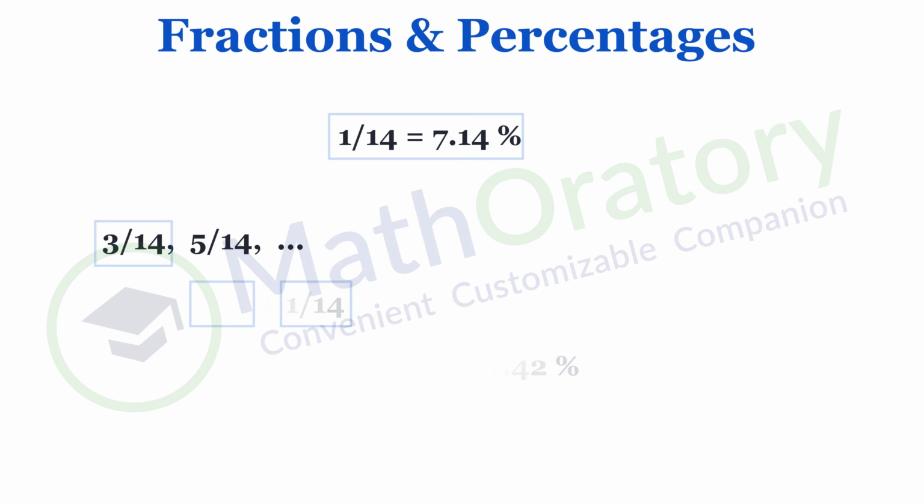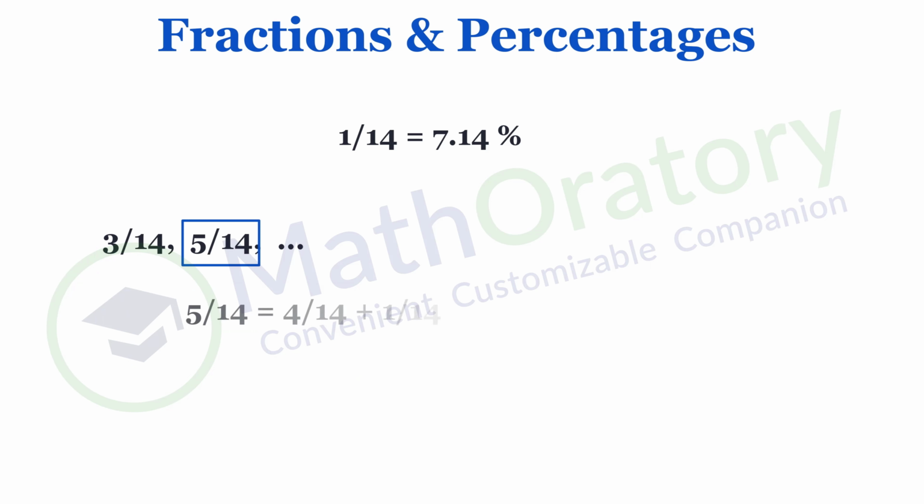So 5 by 14 के लिए क्या करोगे? 2/7 plus 1 by 14, right? 2/7 from the cycle, 28.57. 28.57 plus 7.14, so that should be 35.71.